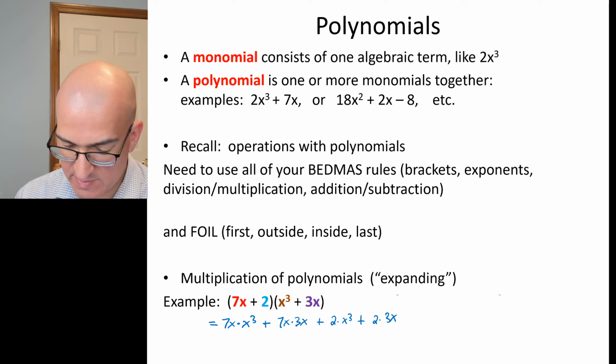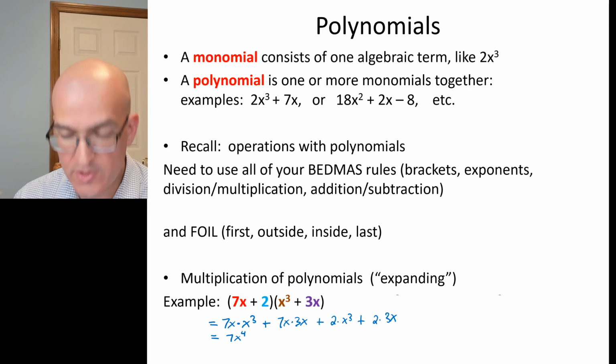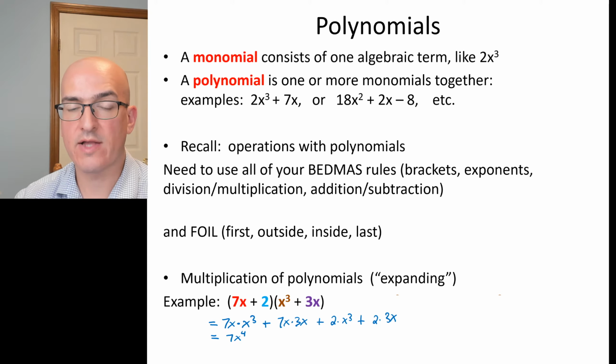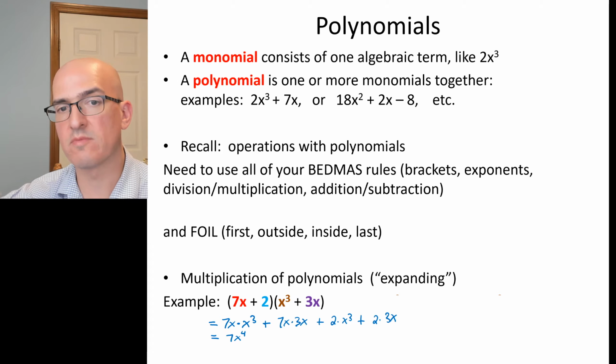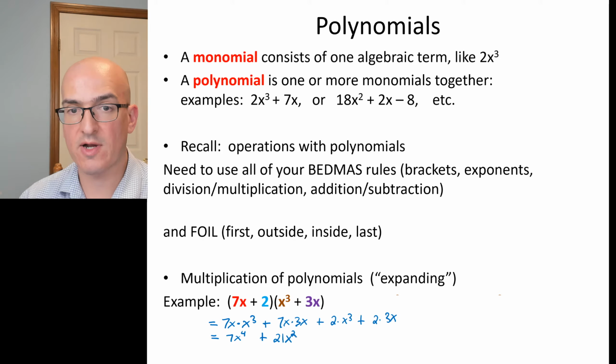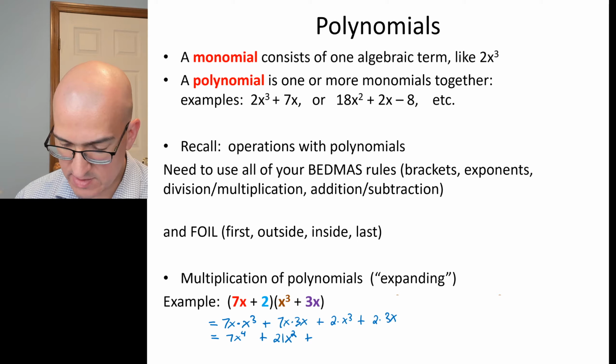And we can simplify. 7x times x to the power of 3 is 7x to the power of 4 using the laws of exponents. There's no power on x, so we can always assume there's a 1 there. x to the 1 times x to the 3 is x to the 1 plus 3, which is 4, plus 7 times 3, 21. x to the 1 times x to the 1 is x to the power of 2, plus 2x to the 3 plus 6x.